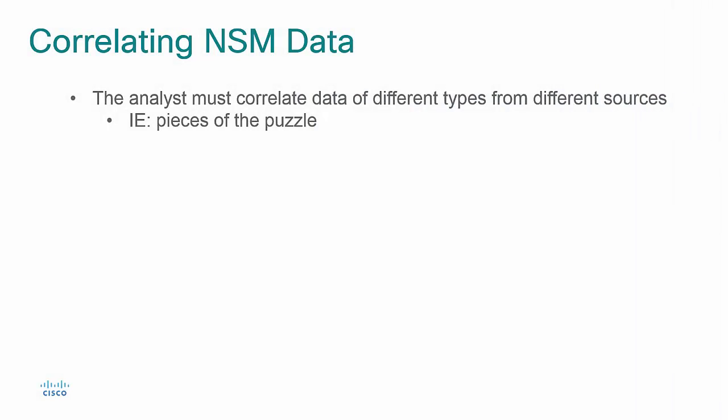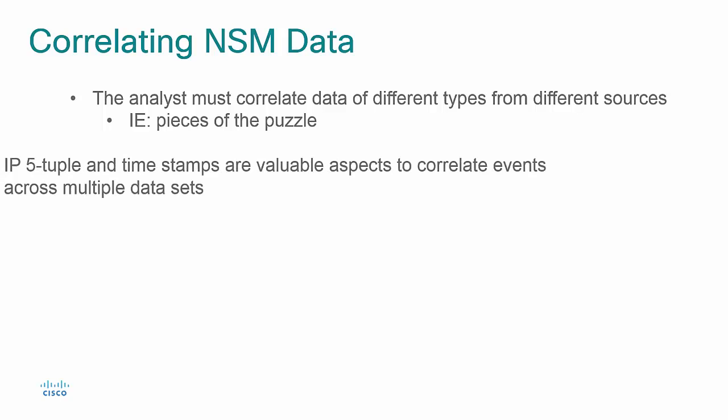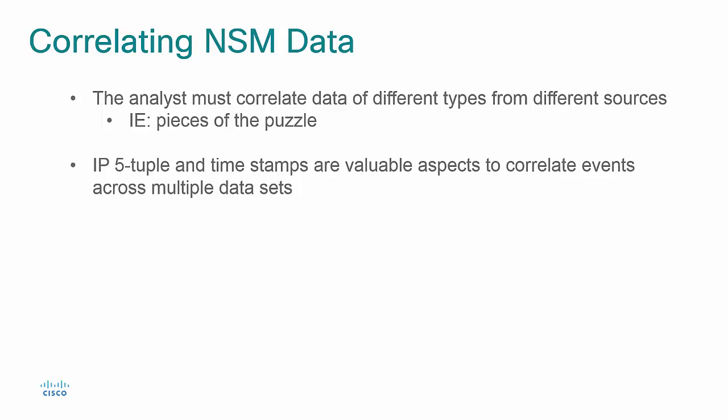Correlating NSM data is an essential skill the security analyst must possess. Correlation is taking multiple data types from multiple sources and piecing them together to form a picture of the event. The IP5 tuple and timestamps are valuable aspects to correlate events across multiple data sets. So let's walk through an example where multiple data sources can be used and correlated, and then a bigger picture can be developed.